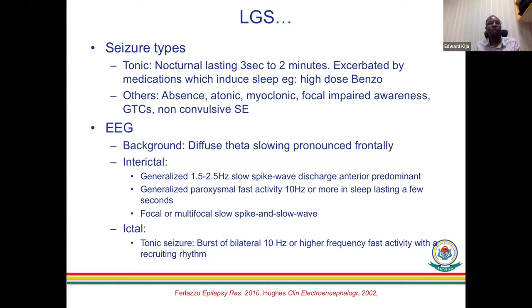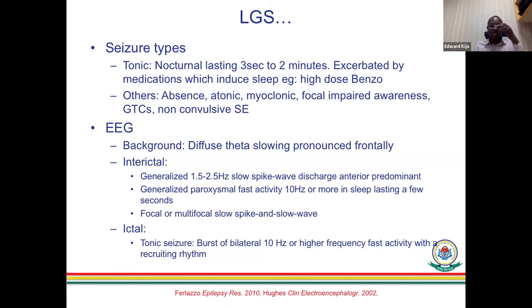Non-convulsive status epilepticus, which was formerly called obtundation status, may last for a very prolonged period of time. It may last for days, and in some cases it has been reported to last for up to weeks, where patients may look very unresponsive and staring, and this is usually suspicious. Possibly they might be in a non-convulsive status epilepticus.